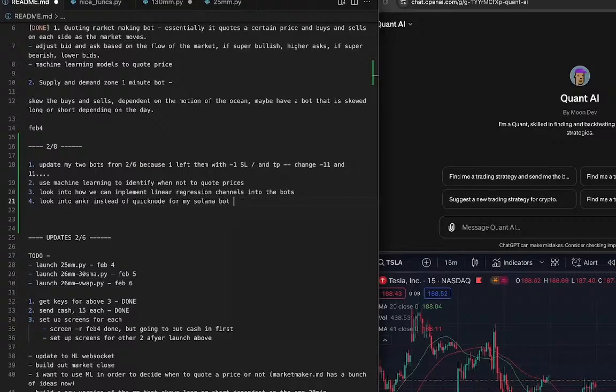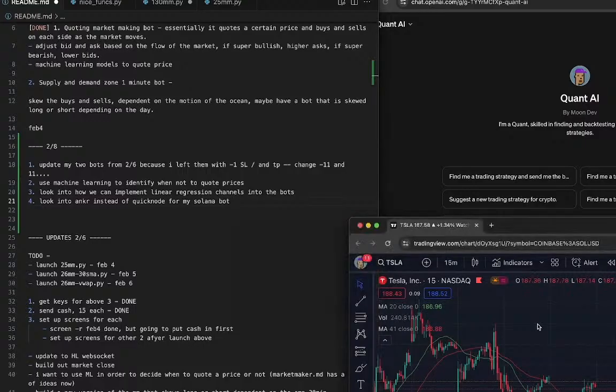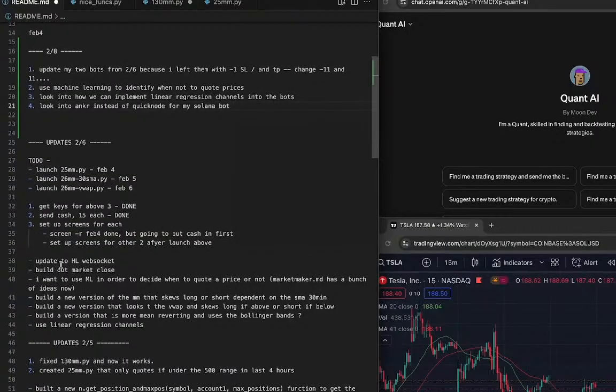So the Solana bot is the one that is trying to snipe tokens really quickly, and I'm gonna look into Anchor instead of QuickNode because I was tipped off about using Anchor. That's so good. So we might want to do the WebSocket today, build out market close. We might build that out. I want to use machine learning, build a new version that skews. We already did this, so I'm gonna say done here. So this is just a list of stuff.